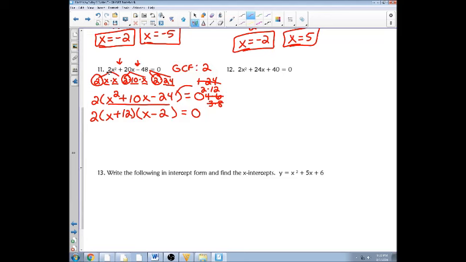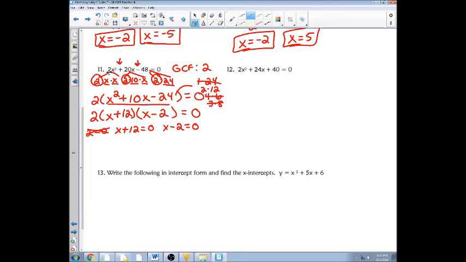All right. Now, using the zero product property, I can set all these individual pieces equal to 0. Now it's like I have 3 separate problems. The first one is this 2 equals 0. Well, does 2 equal 0? No, it doesn't. So that's just gone. I don't need to worry about it anymore. It's out of there. Okay?